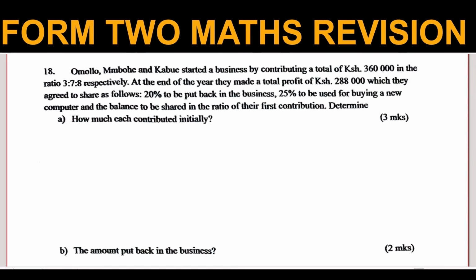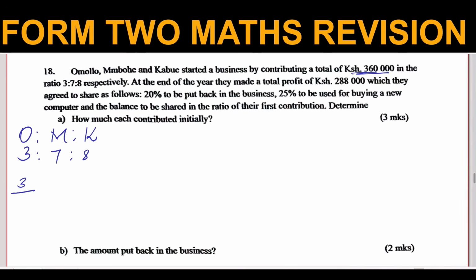You're supposed to determine how much each contributed initially. Now the total contribution was 360,000 and it was contributed in the ratio, so you have Omolo, Mbohe, and Kabue in the ratio 3:7:8. So first of all, we need to get what fraction each of them contributed. So if it is Omolo, for example, Omolo will be 3 divided by the total.